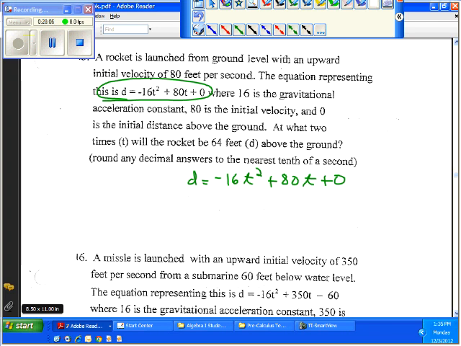And then I'm going to ask you a question. At what two times t will the rocket be 64 feet above the ground, D? So all you're going to do is plug that into the formula that I gave you. I just explained it in hopes that when you get to physics, it would help you a bit.